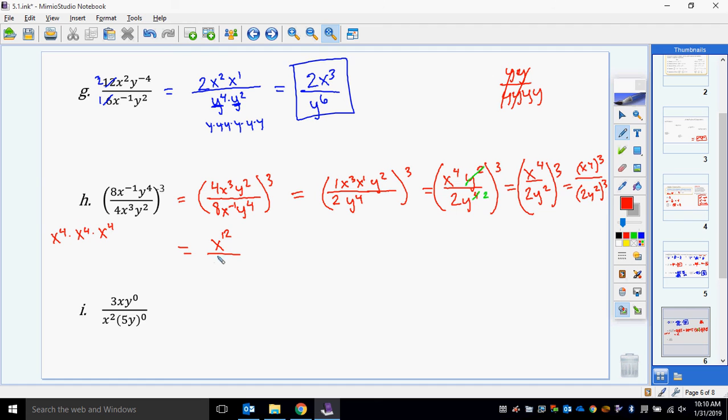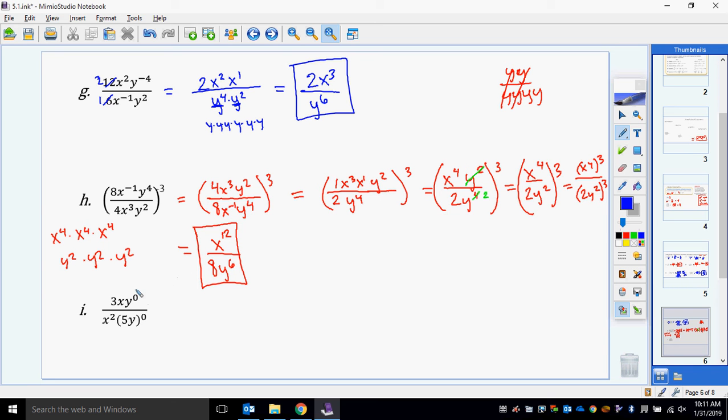And in the denominator, I'm cubing my 2, which means 2 times 2 times 2, so 8. And I'm cubing y squared, so y squared times y squared times y squared. There's going to be 6 of them. Remember, with a power to a power, you can multiply the 2 and the 3. For a final answer, there's nothing else I can simplify. X to the 12th over 8y to the 6th power.